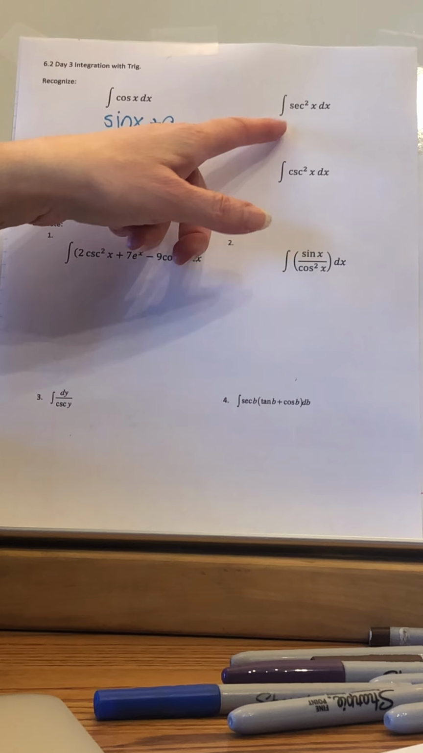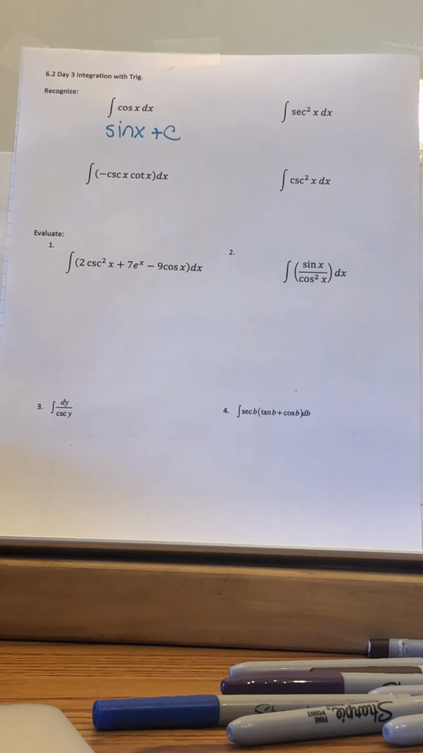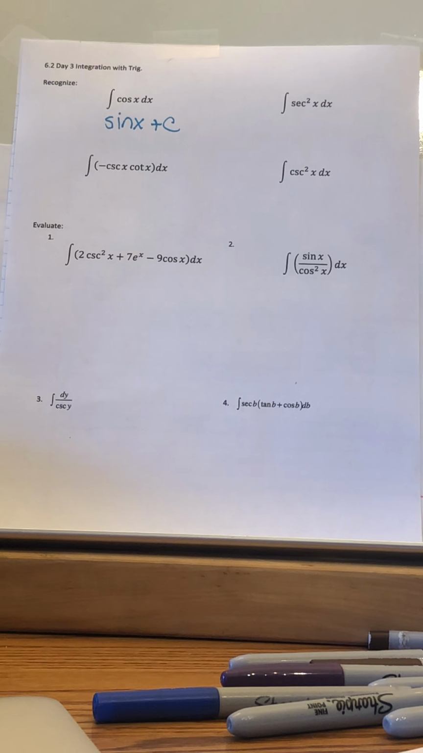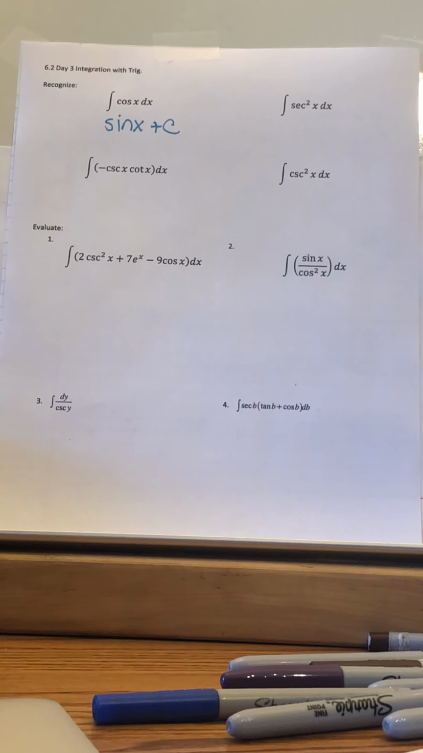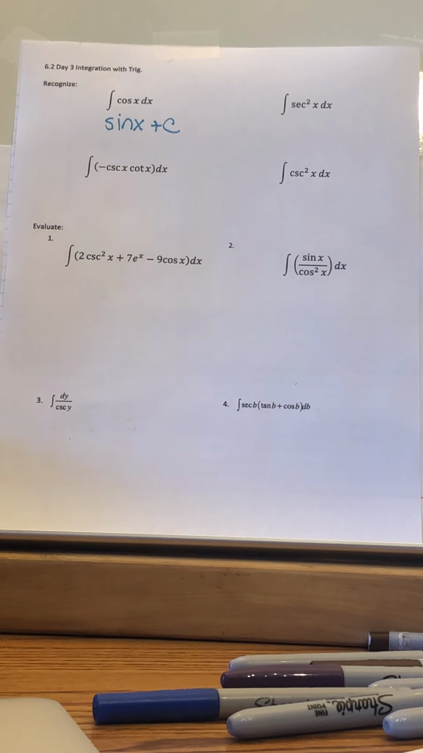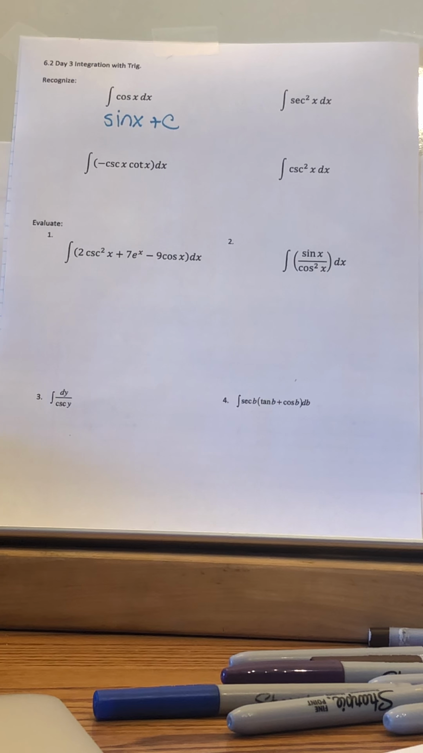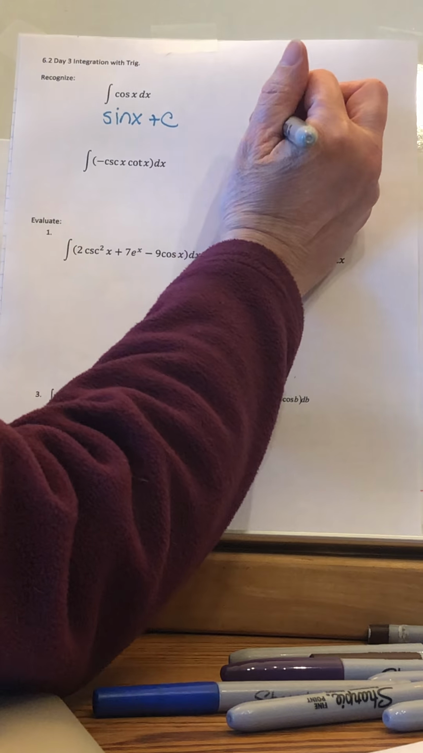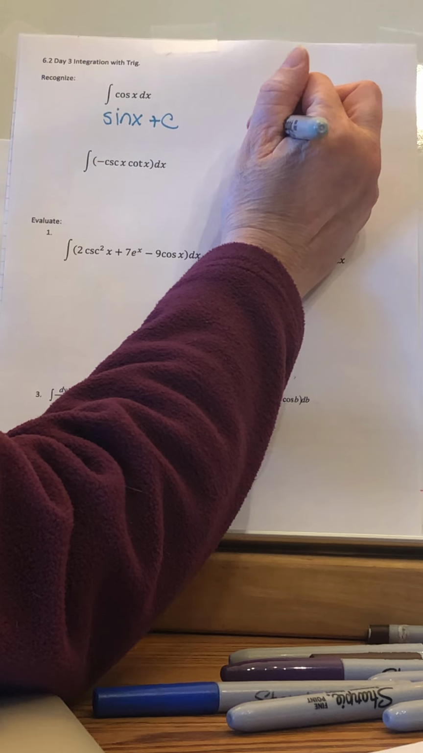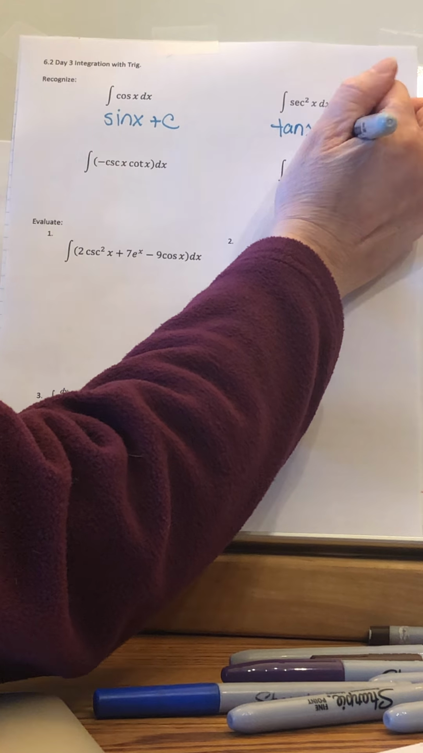My next one is secant squared. So I'm thinking, who gives me a derivative of secant squared? That's how I'm going to figure out the antiderivative. So in your brain, I hope you're remembering whose derivative is secant squared. That is tangent of x. So then I put plus c.